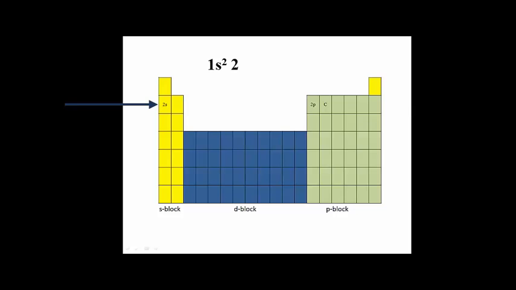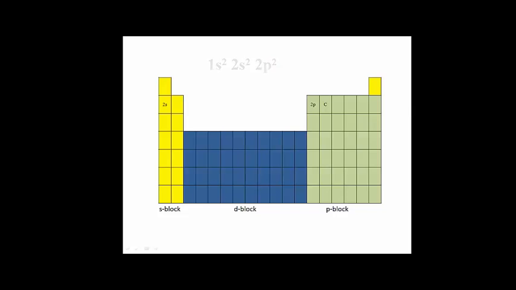We write a 2. We are in the S section, so we write S, and we count blocks to the end of the S section, 2s2. Then we write 2 again, a letter P for the P section, and count the blocks until either we get to our element or we get to the end of the section. Count 1, 2 blocks, so we have 2p2. The electron configuration for carbon is 1s2, 2s2, 2p2.